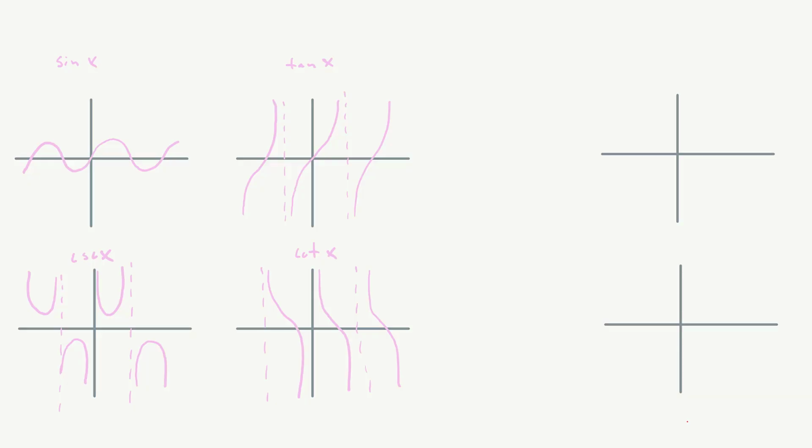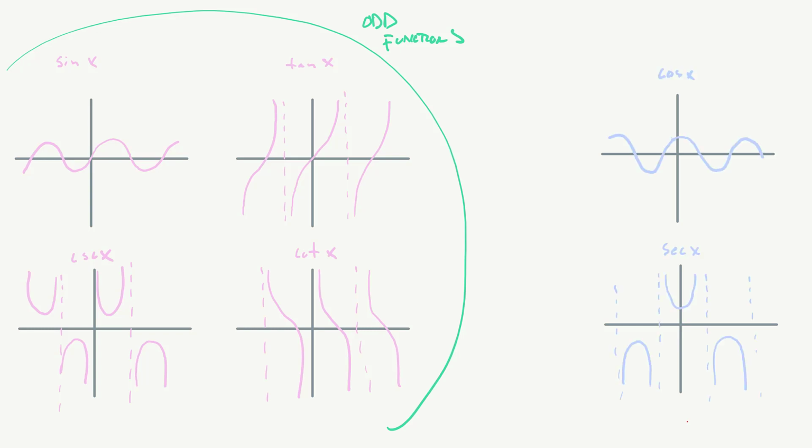There's 4 functions that have rotational symmetry about the origin. Sine of x, tangent of x, cosecant x, and cotangent of x are all odd functions because if you flip them all 180 degrees, if you basically look at them upside down, their graphs are going to look exactly the same. Cosine and secant have reflectional symmetry across the y-axis. If you fold it in half across the y-axis, you're going to get the exact same function on both sides, so cosine and secant are even functions.